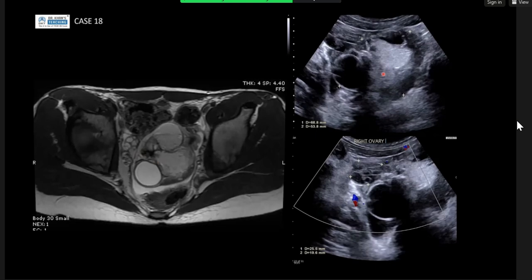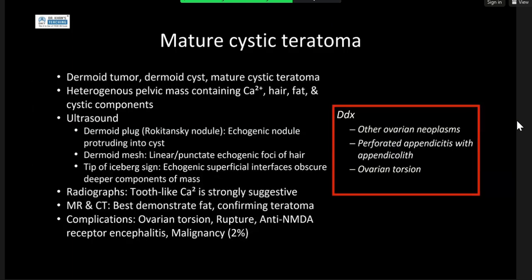On ultrasound, you can see that there's some shadowing here. It's hard to tell because it's static, but that's calcification within it, and some bright areas which could represent fat. It's involving the left ovary, because the right ovary is well seen, which is here. So this is a mature cystic teratoma or dermoid tumor, and we know it contains a mixture of fat, hair, calcium and cystic products.